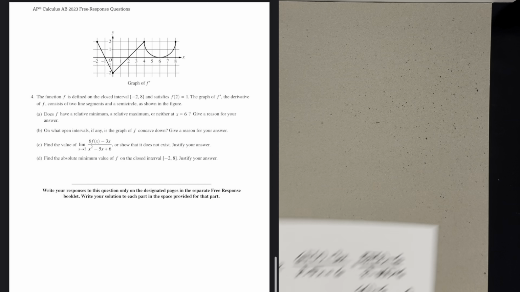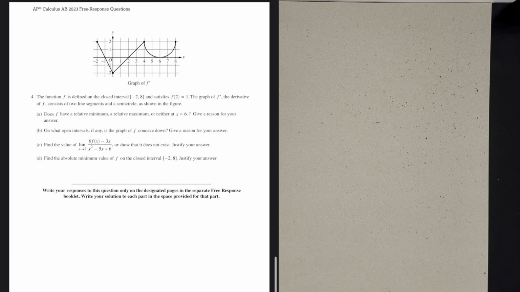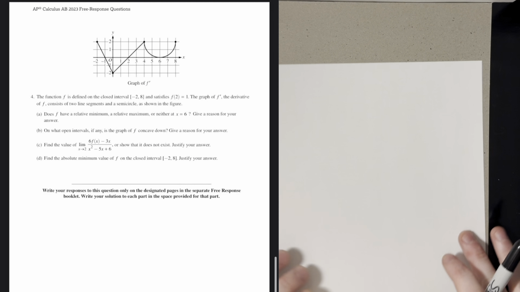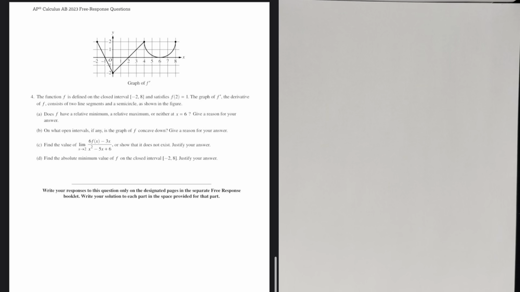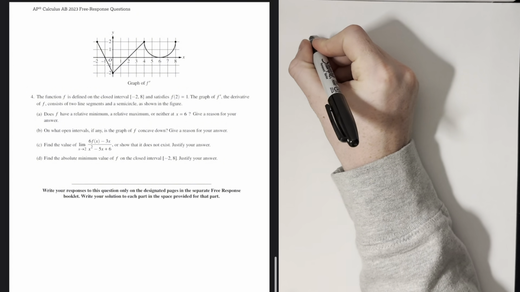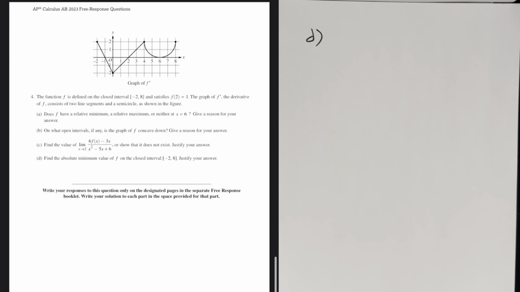Let's move on to the final part. Honestly, I feel like this FRQ is one of the easier ones on this whole 2023 test. I think all of the parts are super doable. Nothing really there to intentionally throw you off. But let's look at part D. It says find the absolute minimum value of f on the closed interval from -2 to 8.